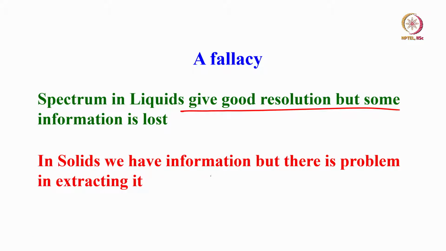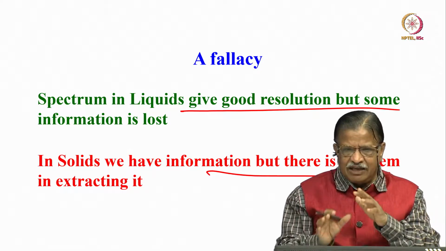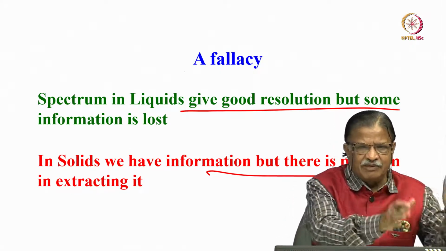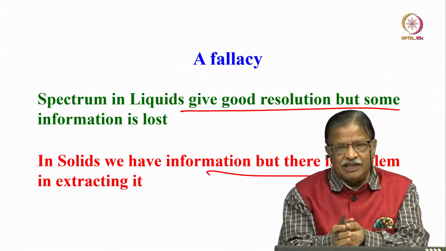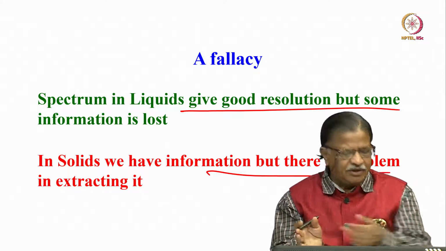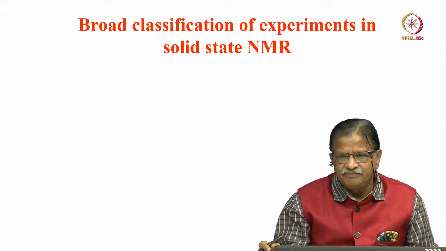But in the solids, we have all this information, but there is a problem in extracting it. In the previous spectrum I showed there are only 4 or 5 carbons. In reality there are many carbons, lots of anisotropies are present. Each carbon has different types of anisotropy and they are overlapped, giving us a broad peak, very difficult to extract the information. So it is a fallacy. Spectrum in liquids gives good resolution, but information is lost. In solid, information is present, but difficult to extract. So we had to overcome some of these problems.